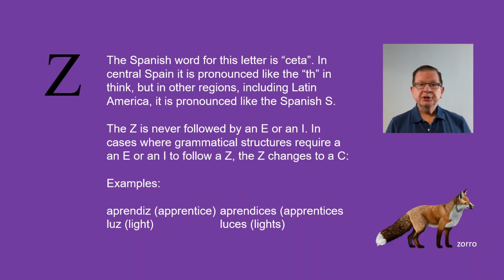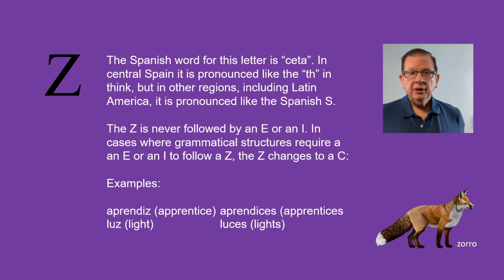Z. The Spanish word for this letter is zeta or theta in Castilian Spanish. In central Spain, it is pronounced like the TH in think, but in other regions, including Latin America, it is pronounced like the Spanish S. The Z is never followed by an E or an I. In cases where grammatical structures require an E or an I to follow a Z, the Z changes to a C. Examples: aprendiz, aprendices, luz, luces.